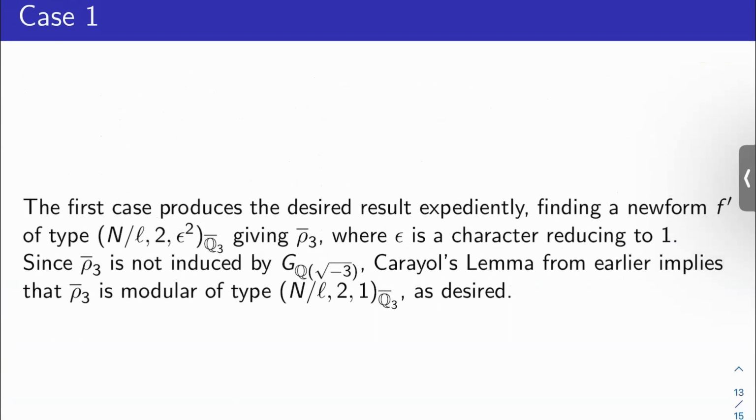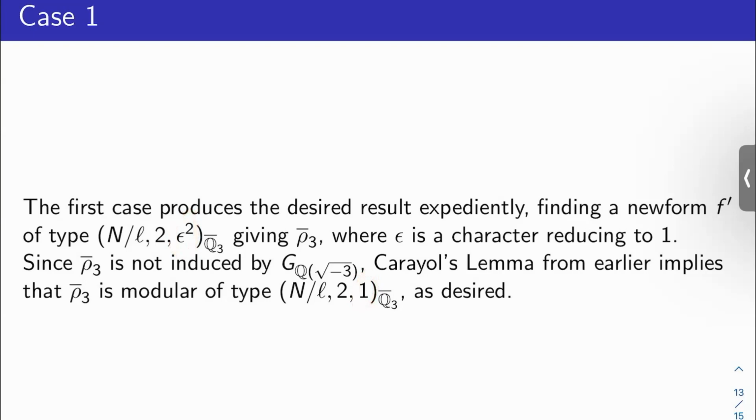The first case produces the desired result quickly, giving us the newform f prime of type n over L squared over Q-bar_3, giving rho-bar_3, where epsilon is a character that reduces to 1 mod 3. Okay. Now, rho-bar_3 is not induced by the Galois group of Q adjoined root -3. So Carayol's lemma from earlier implies the result that we want. Basically, you can replace the epsilon squared by 1.